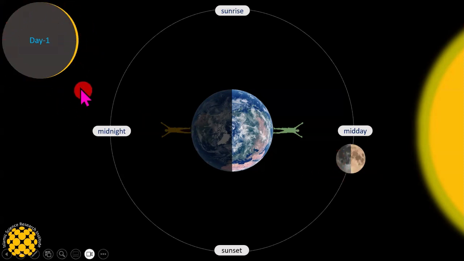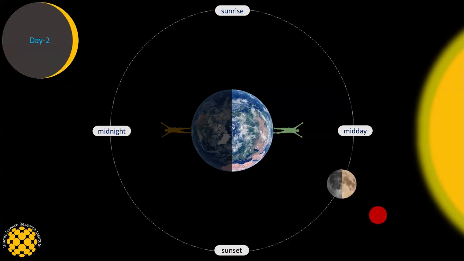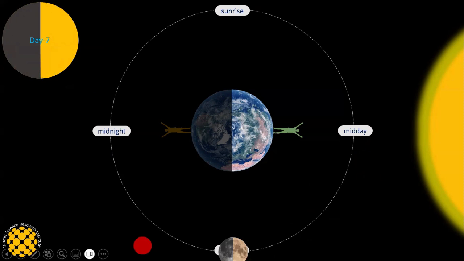This phase continues growing in the following days, known as the waxing crescent. Day 2, Day 3, Day 4, Day 5, Day 6, Day 7. On the seventh day, the illuminated portion of the moon is 50%, forming a semicircle on the right side, as shown in the inset. The lunar phase continues to grow into the waxing gibbous phase.